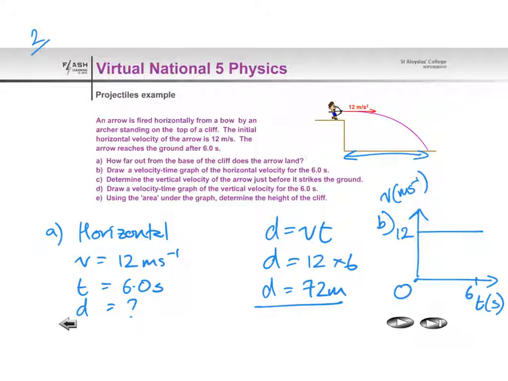C is going to ask us, determine the vertical velocity of the arrow just before it strikes the ground. D, draw the velocity time graph for the vertical motion. And then E, using the area under graph, determine the height of the cliff. So, determine the vertical velocity just before it hits the ground. This is part C.